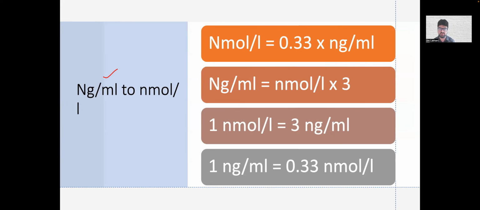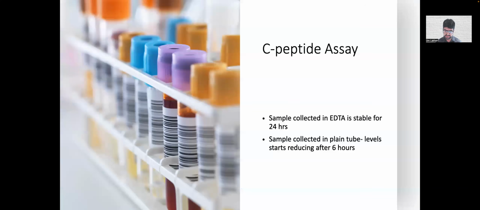And I'm going to tell you how to convert this. So C-peptide in nanomoles per liter is equal to 0.33 into nanograms per ml. And the alternate conversion is nanogram per ml is equal to nanomoles per liter into 3. So this is a very simple rubric for you to consider the conversion.